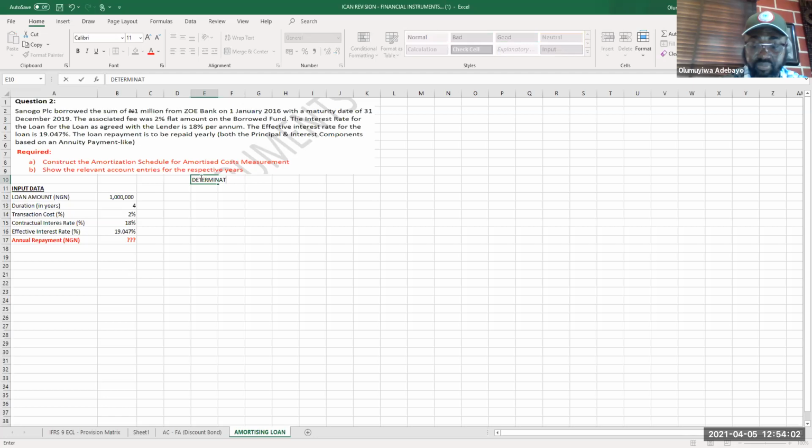Determination of annual repayments. To do that, we are going to make use of the annuity formula. Okay, but before using Excel to solve the problem, let me just copy this and show you the annuity formula first.